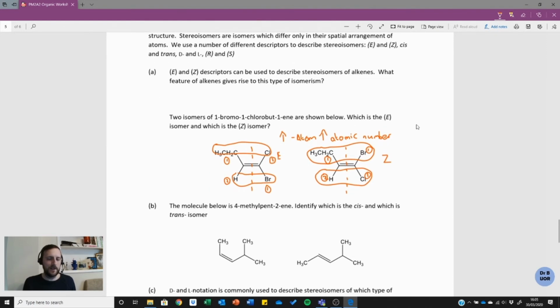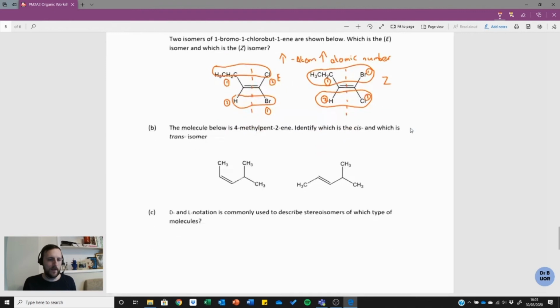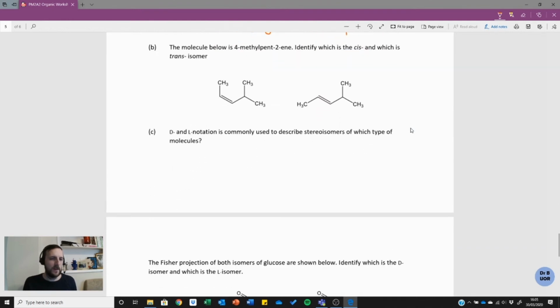We'll come back to priority in a later example, so we'll cover that again a little bit more. This one was just quite straightforward, I suppose, and most people would have come across what we call cis and trans isomerism. Now, again, you might think, well, we've got a double bond here. Are we not just doing E and Z again?